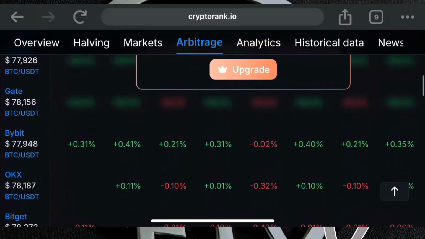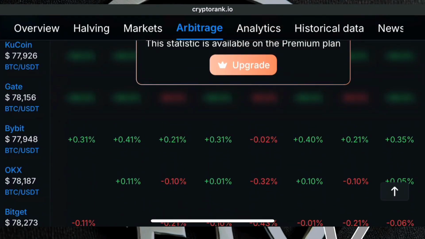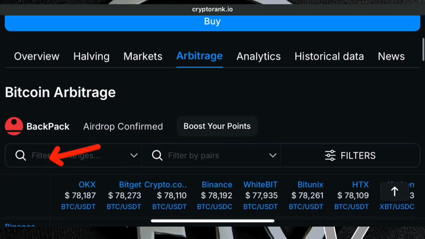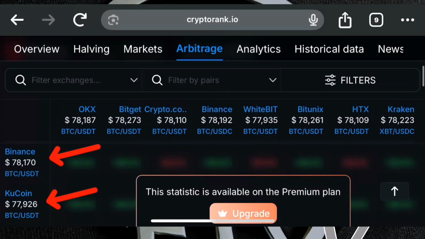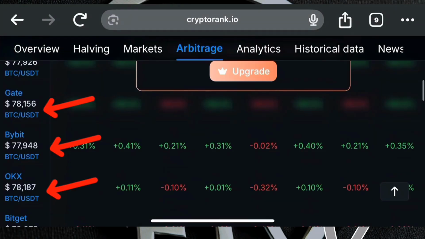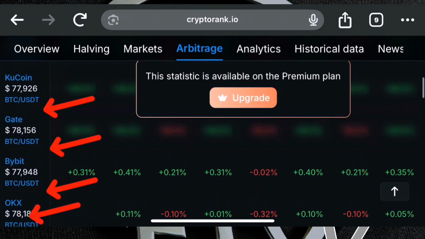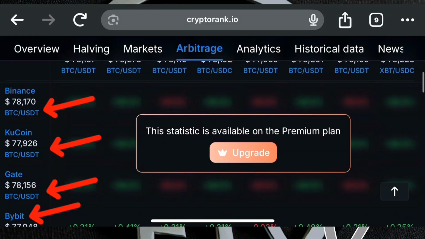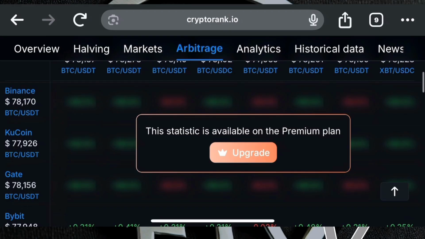So guys, here on the Bitcoin chart, you'll be able to see the current price of BTC at Binance, KuCoin, Gate.io, Bybit, OKX, and Bitget platforms. You'll be able to see the different prices of Bitcoin at various platforms. Now you can compare the prices of Bitcoin at the different platforms or exchanges.